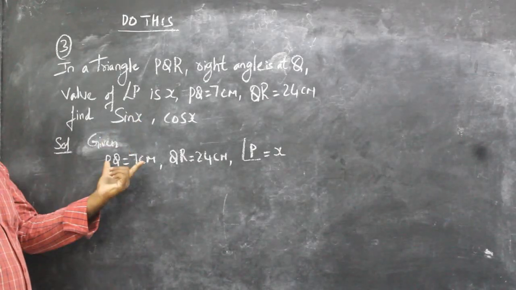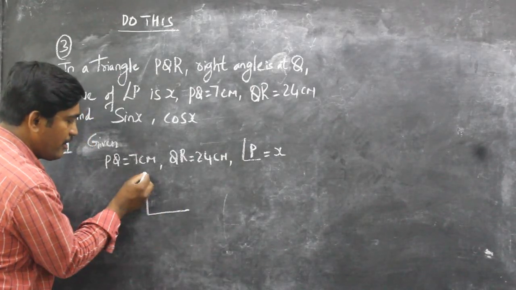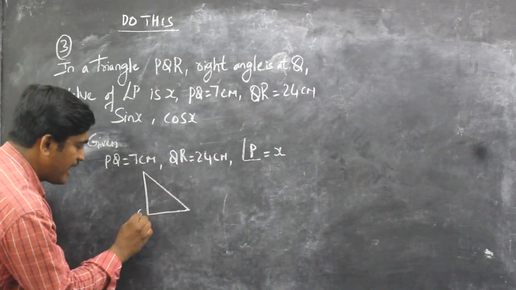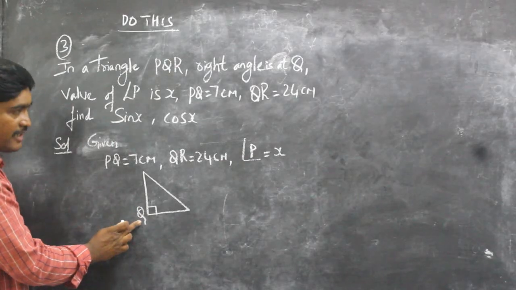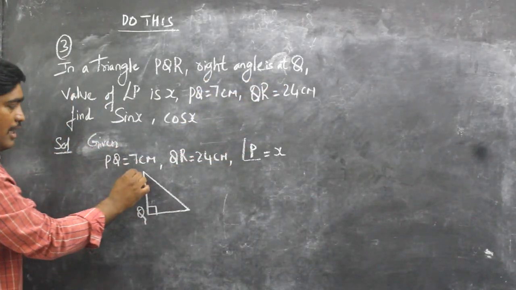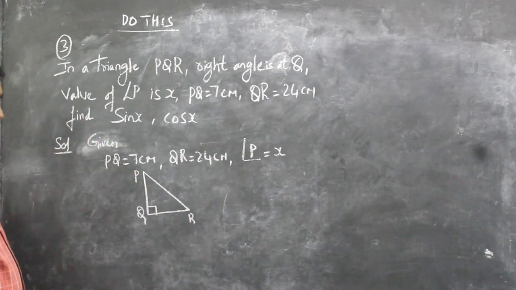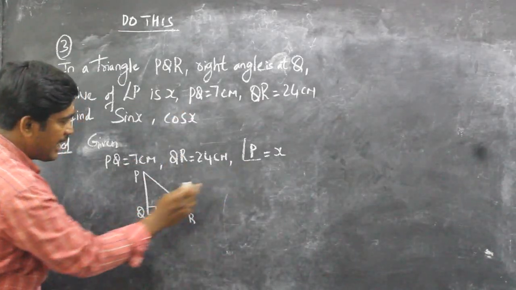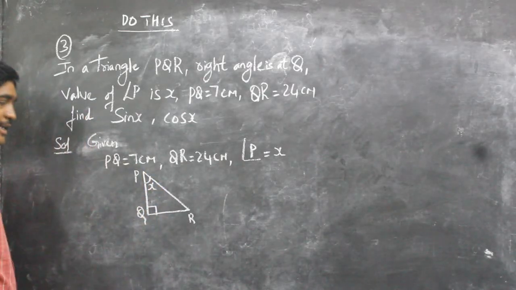So first we'll draw a right angle triangle. The right angle is at Q. Since the question says the right angle is at Q, I'll take this part as Q, this as P, and this as R, the two other angles. Now what else is given? Angle P. The value of this angle is also X.